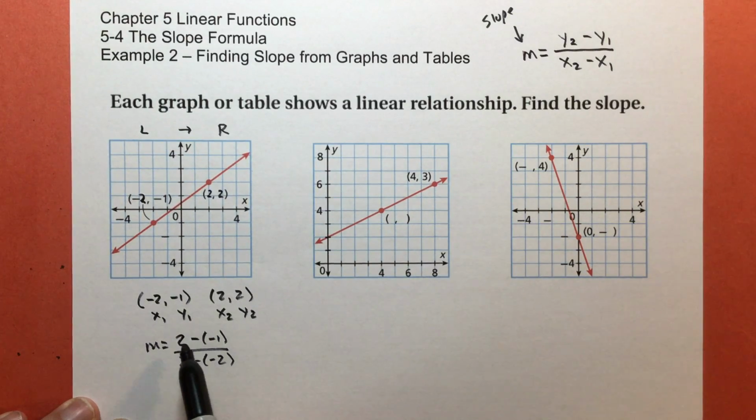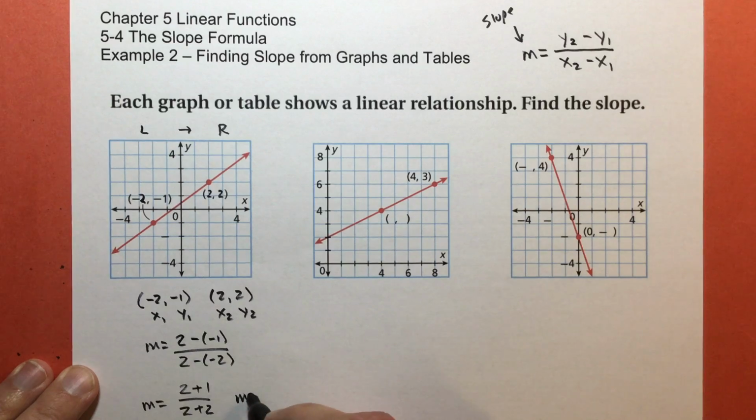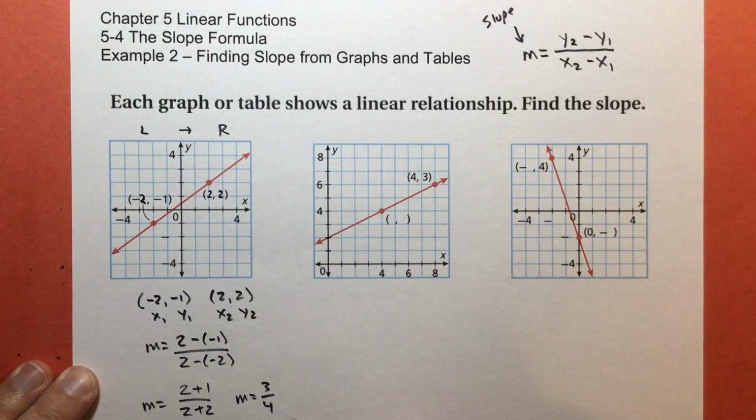Subtracting means adding the opposite, so this becomes 2 plus 1 over 2 plus 2. And that's going to equal 3/4.